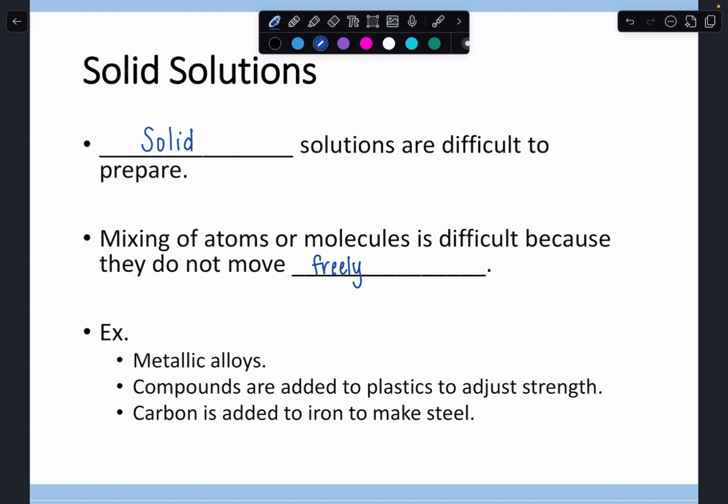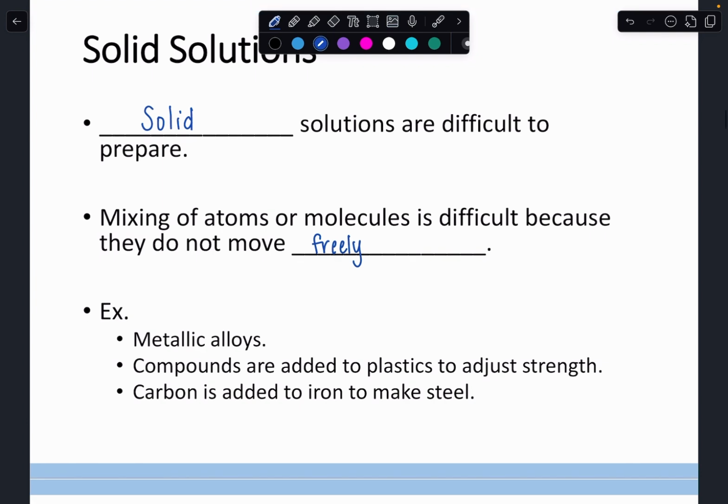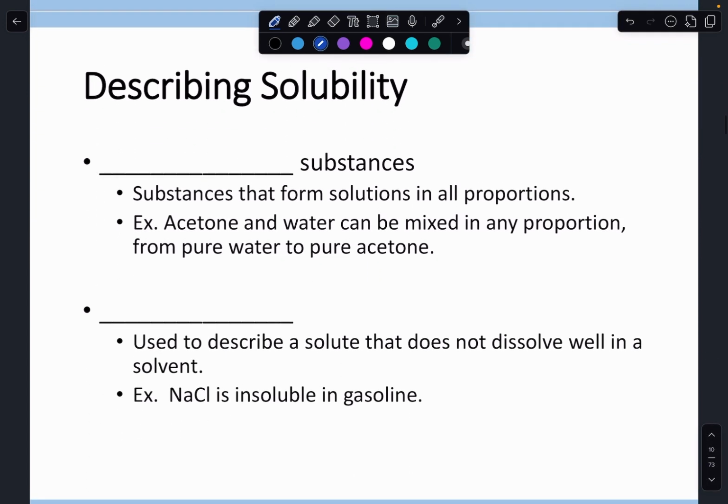Okay, so that was some background info about different types of solutions. We're going to move into what substances would be soluble in other substances based on the properties of the solute and the solvent. So if we have miscible substances, these are substances that form solutions in all proportions. An example here is acetone and water.